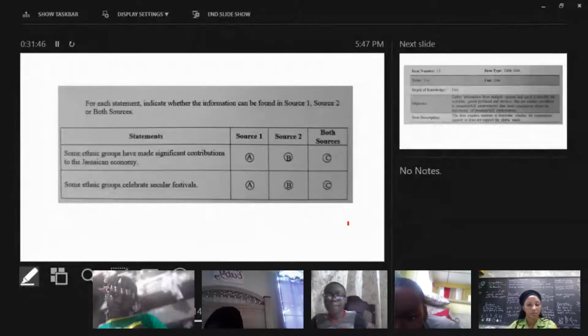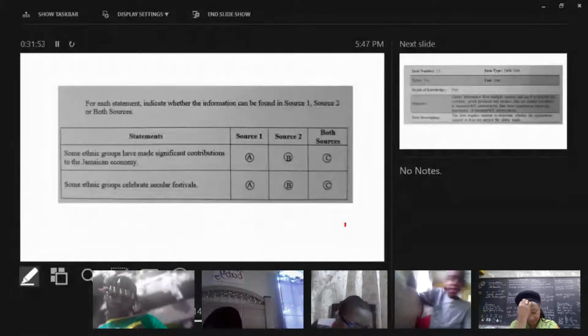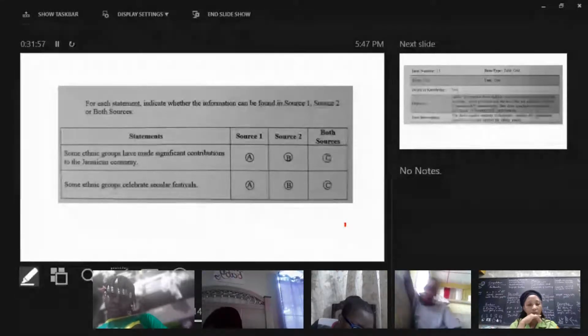For each statement, indicate whether the information can be found in source 1, source 2, or in both sources.